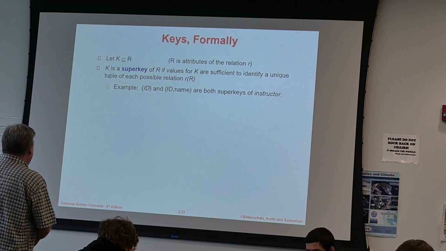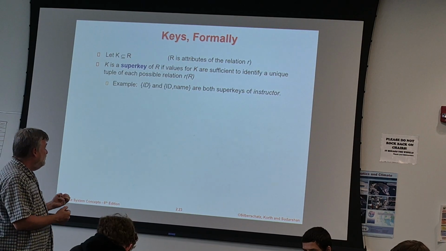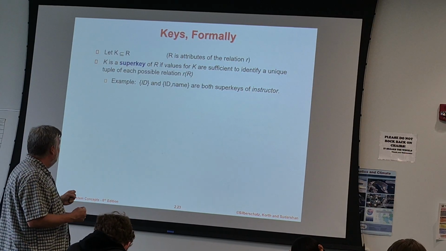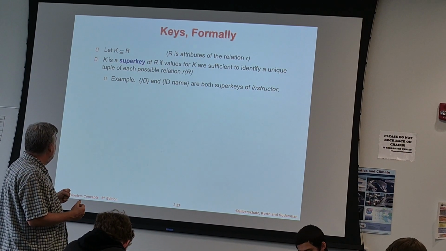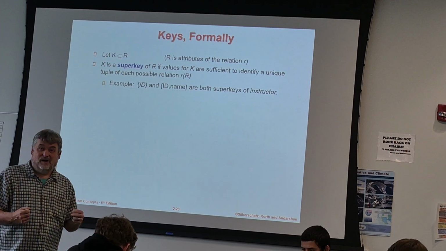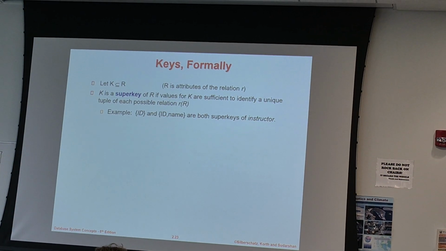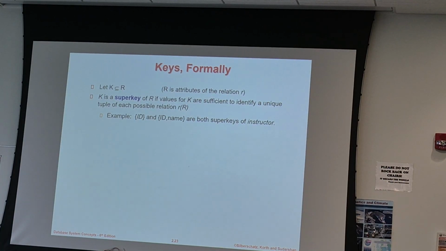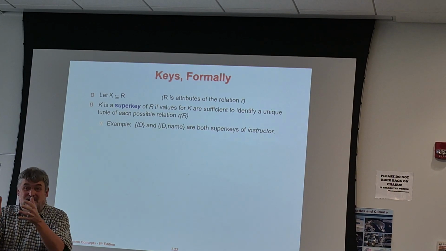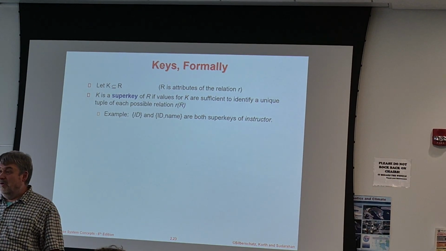And so K is a superkey of R if the attributes within K are sufficient to identify a unique row in each possible table named lowercase r containing the attributes uppercase R, right? We're just saying the same thing that I said two PowerPoint slides back. A superkey is any collection of column names that uniquely identify every single row in a table.